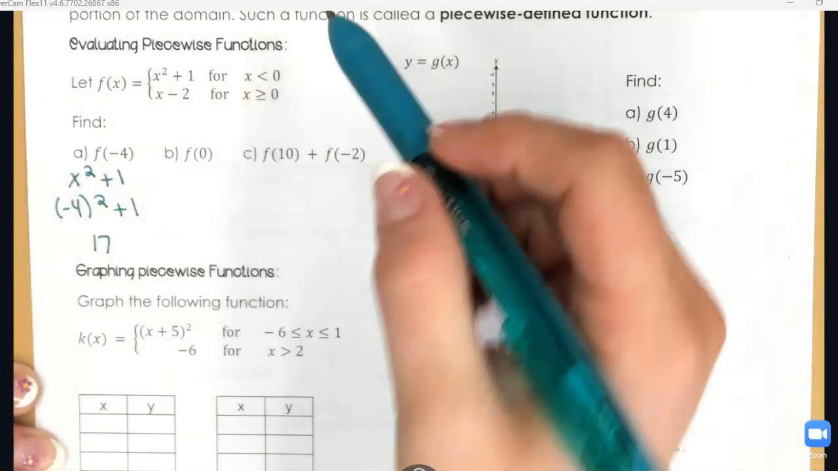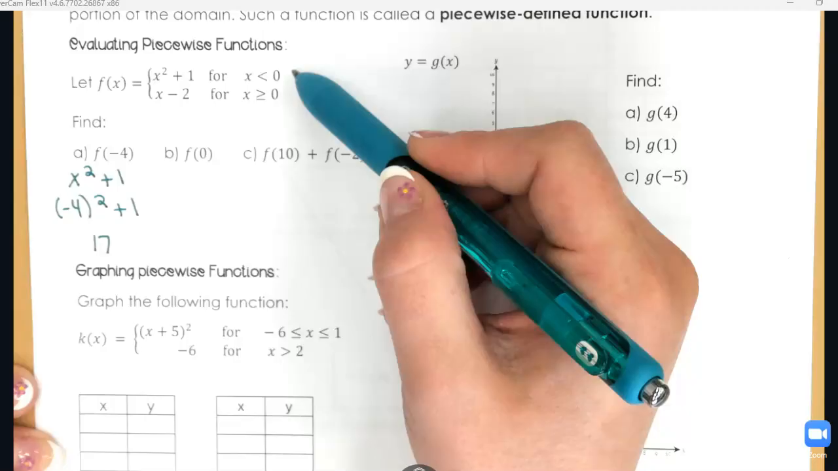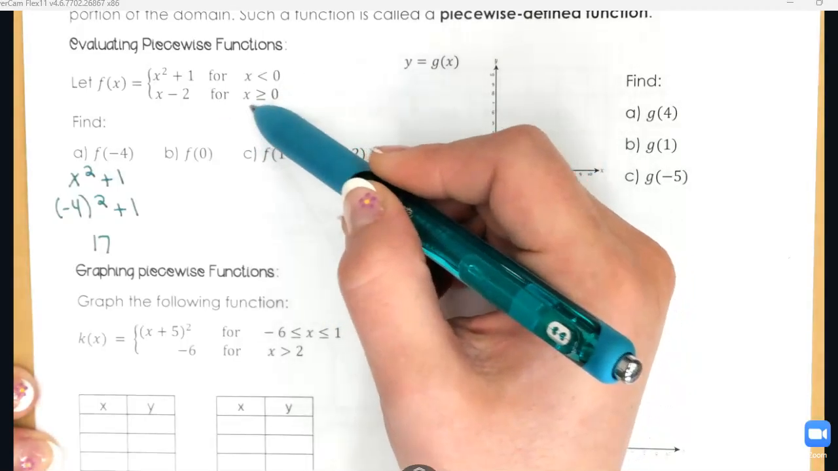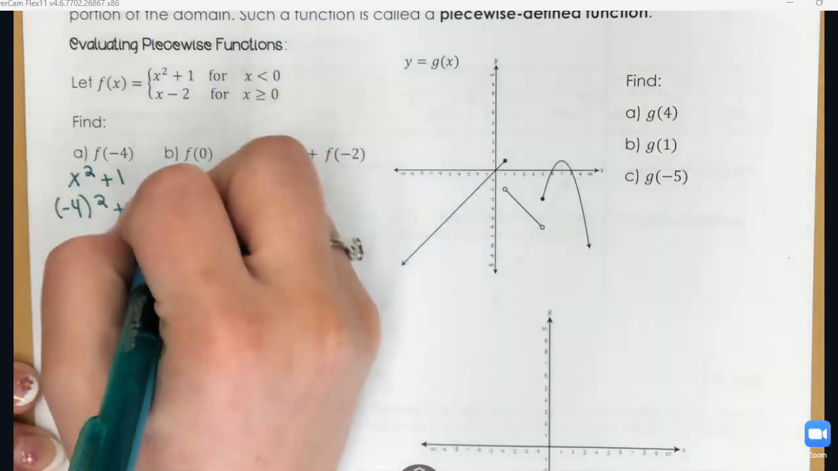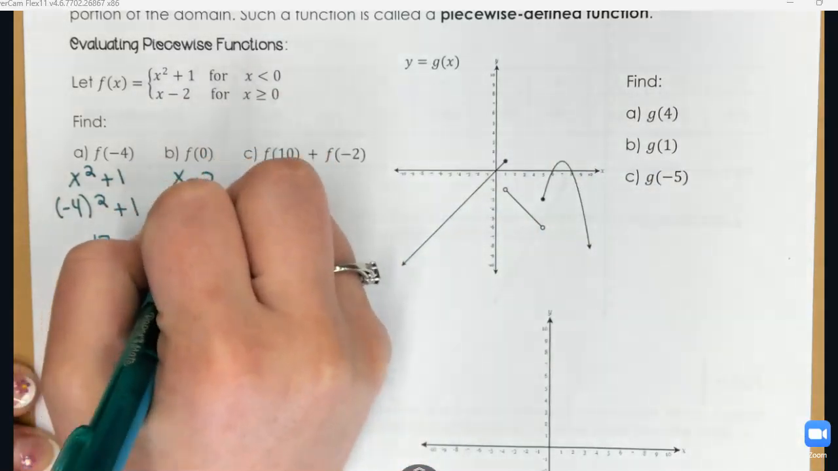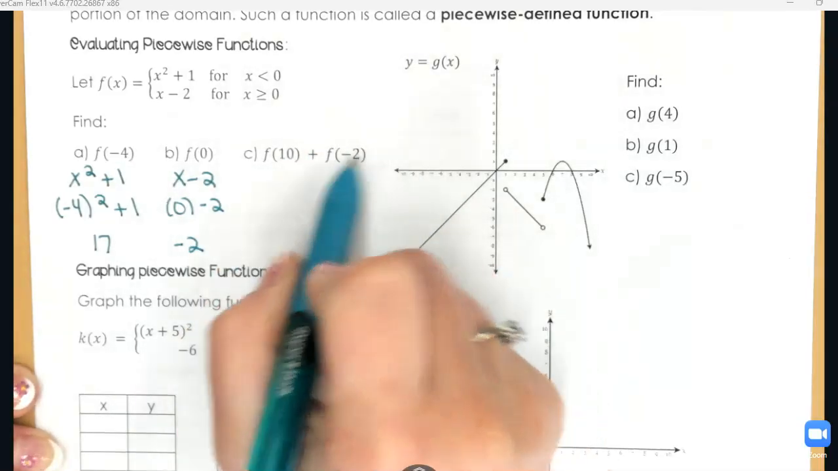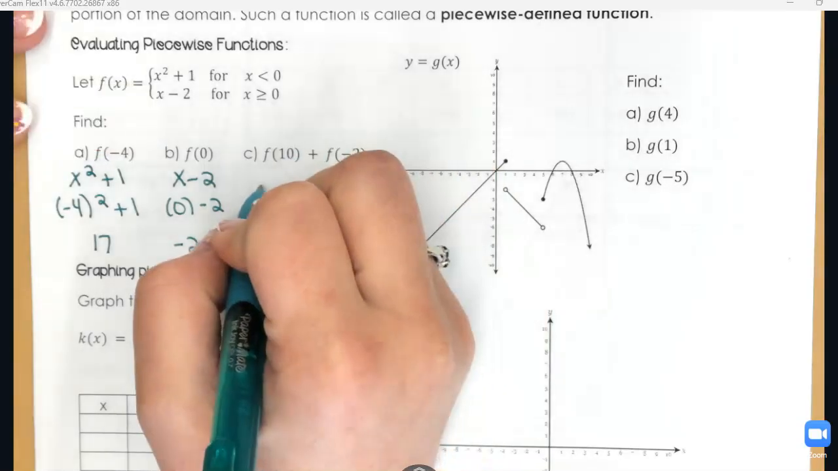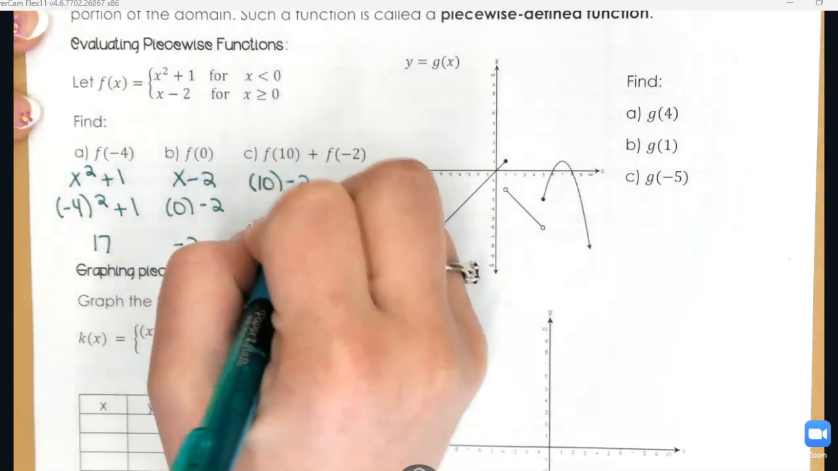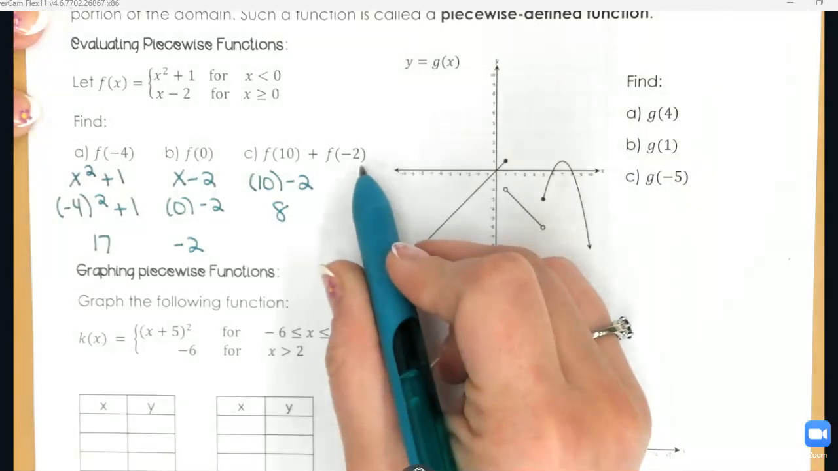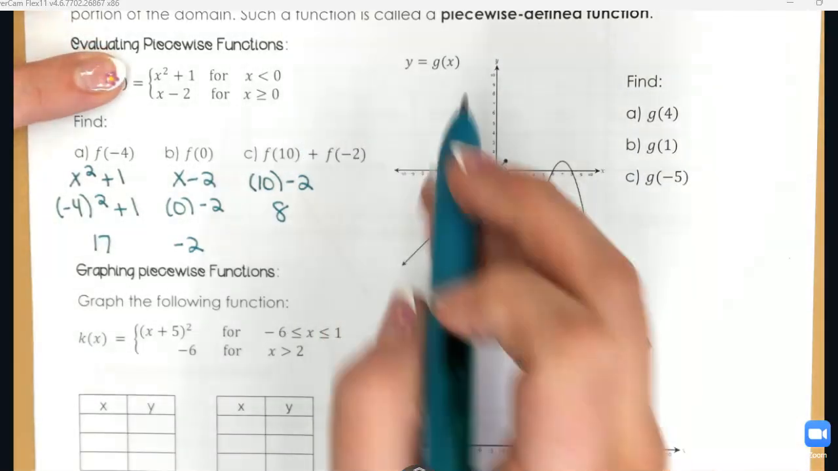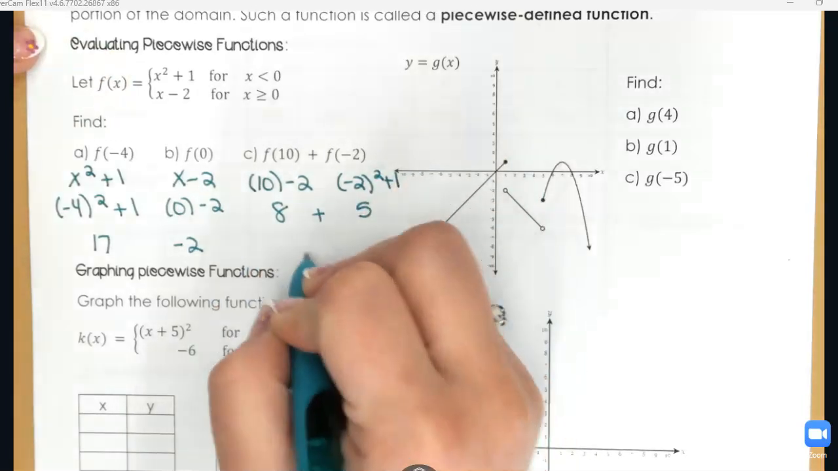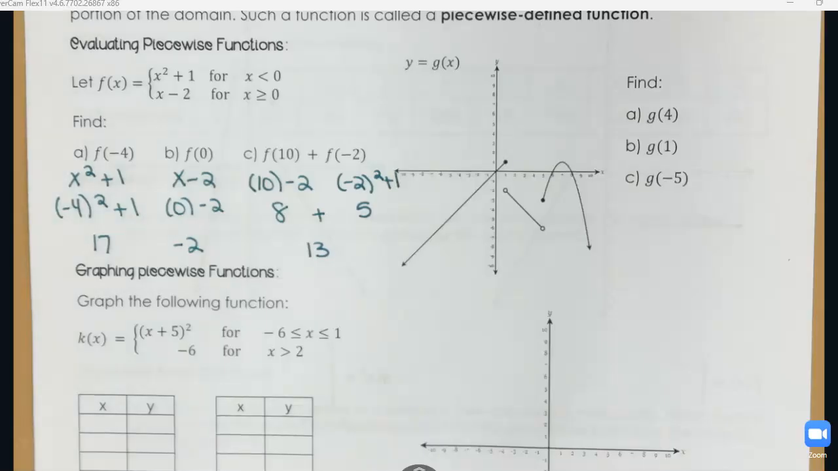If I want f of 0, this is where I have to be kind of careful because both of these have a boundary at 0, but the bottom is the one that includes 0 because my inequality is underlined. So I'm going to use my second equation here. And then for the final one, I want to add these two together, but first for f of 10, that tells me to use the second equation because it's greater than 0, so that's going to give me 8. And for the second one, I have to use the top equation because that's less than 0, and that gives me 5. 8 plus 5 is a total of 13.